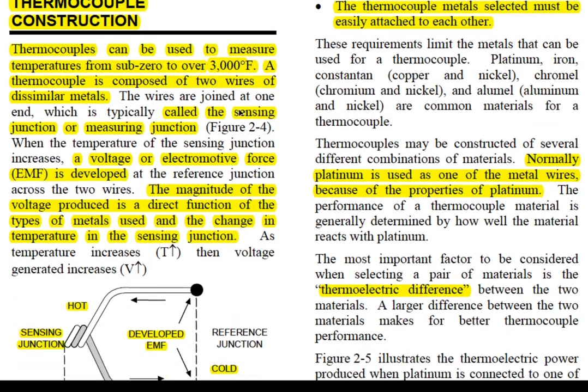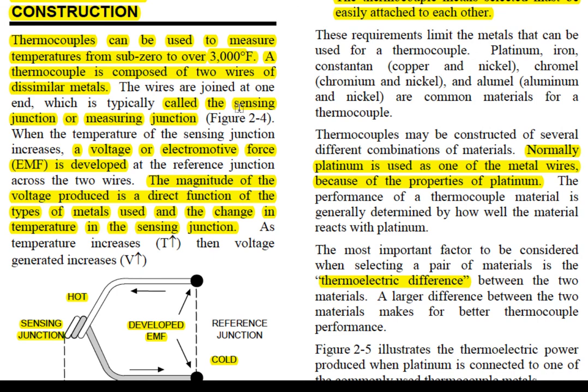Okay. Now, what kind of metal are we going to use for these thermocouples? Very interesting question. Number one metal, platinum. Platinum is one of the better metals that we can use for a thermocouple. And then there's other different metals that can be associated with that platinum. Obviously, they're showing iron, constantan, which is copper and nickel. I don't know about the copper. That seems to be pretty corrosive. Chromium and nickel, which is not as corrosive, very stable metal, along with aluminum and nickel, common elements for the thermocouples.